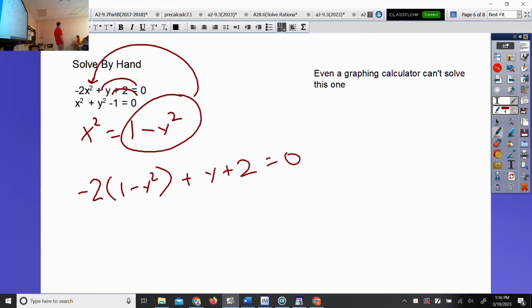Yeah, you can distribute your negative 2. And if you were to distribute that negative 2, what would you have? Negative 2 plus 2y squared. 2y squared minus 2 plus y plus 2 is 0. What cancels out? Yeah, your additive inverses. Guess what you can do now?